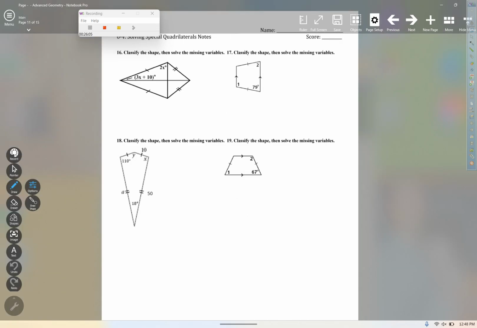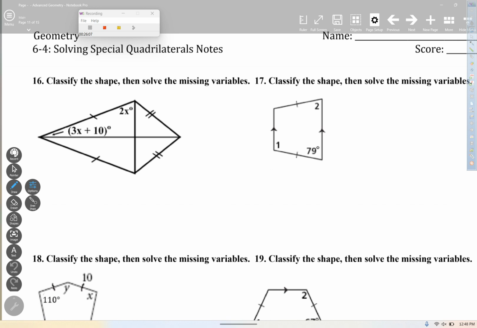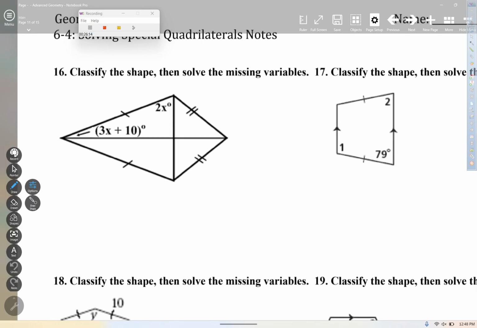Okay, and last we just have a few review questions over kite and isosceles trapezoid since we didn't have any yet. Classify the shape and then solve the missing variables. Well, what you notice is that you have two sets of congruent sides. That's a kite.